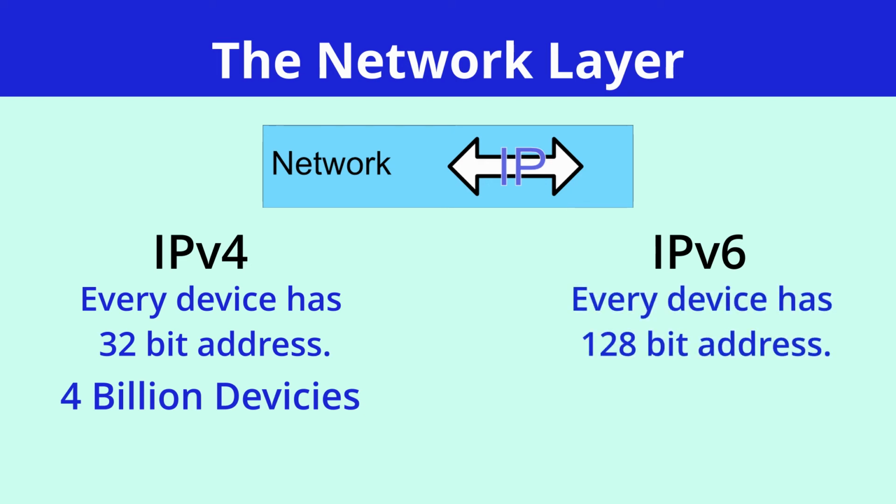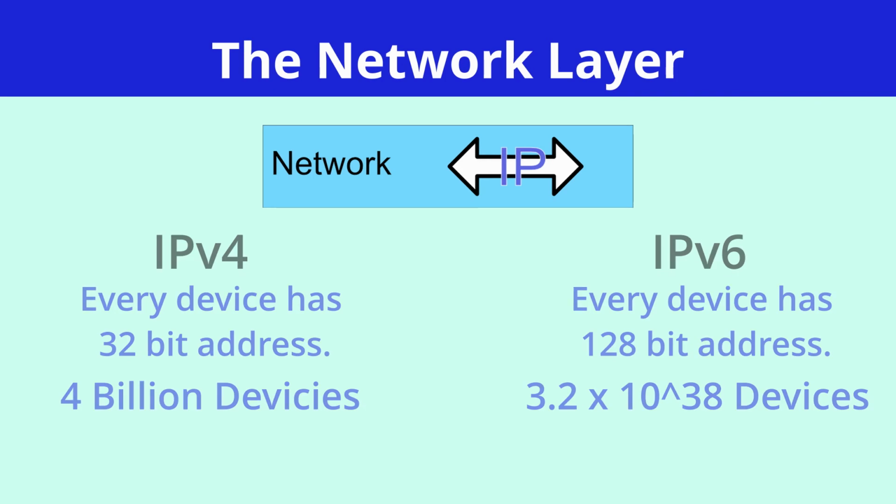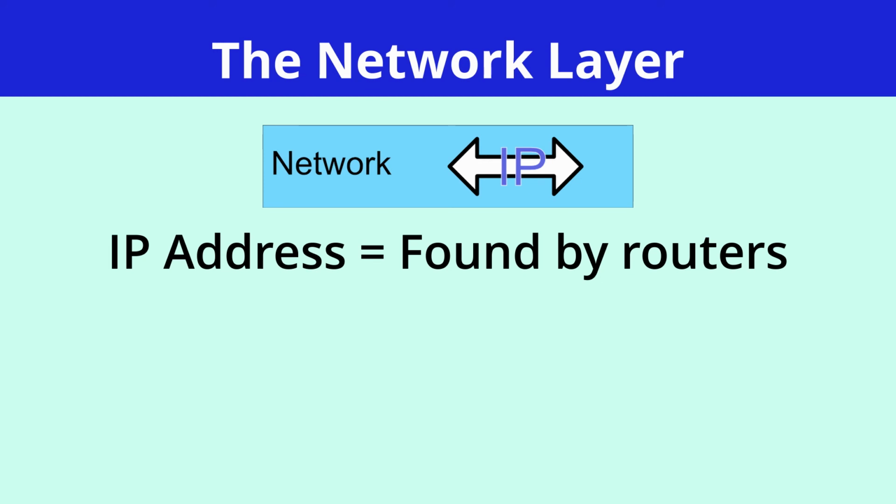However, given the growth of the internet, its successor, IPv6, is needed to support 128-bit addressing, allowing around 3.2 times 10 to the power of 38 devices to be simultaneously connected to the internet. Once a device has an IP address, it can be found by routers, allowing network packets to be correctly directed.